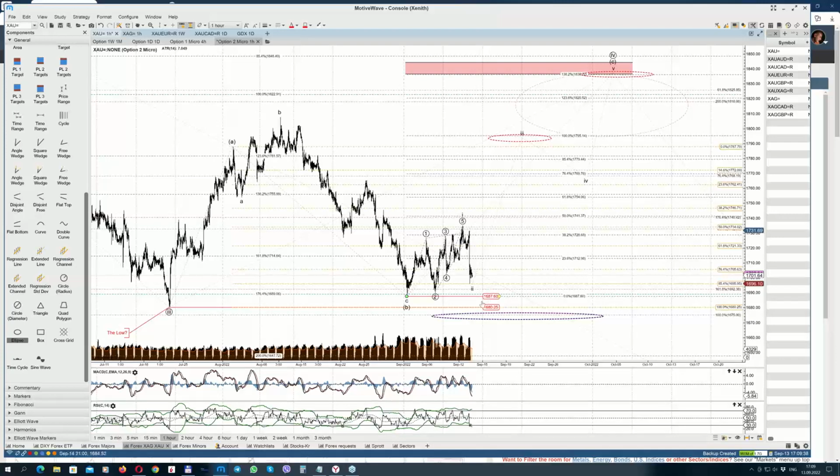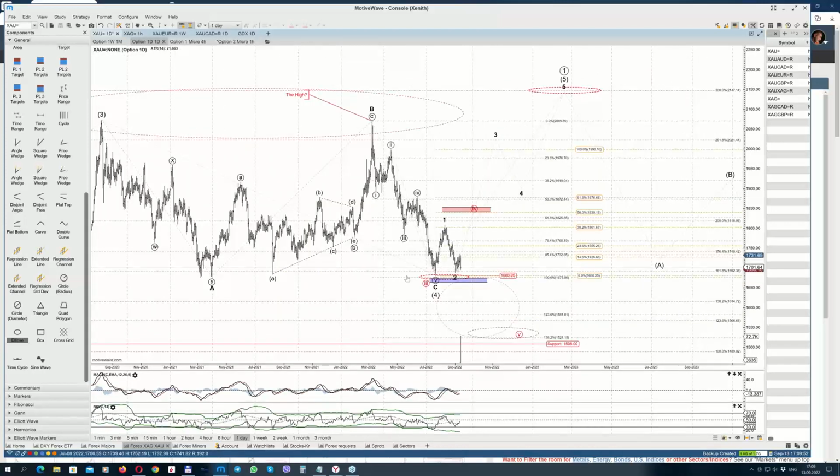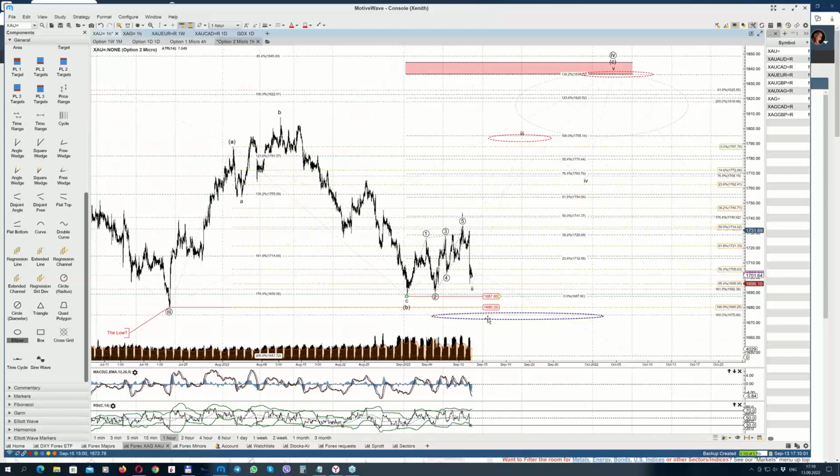In the case we take out 1687.6 to the downside, then the ideal extension for this wave 5 could bring us to the ideal target at 1675. Take a look at the daily chart. This is the ideal 1.0 extension for entire wave 4. So, really marginal extension to the downside could complete entire correction, multi-year correction we are seeing.